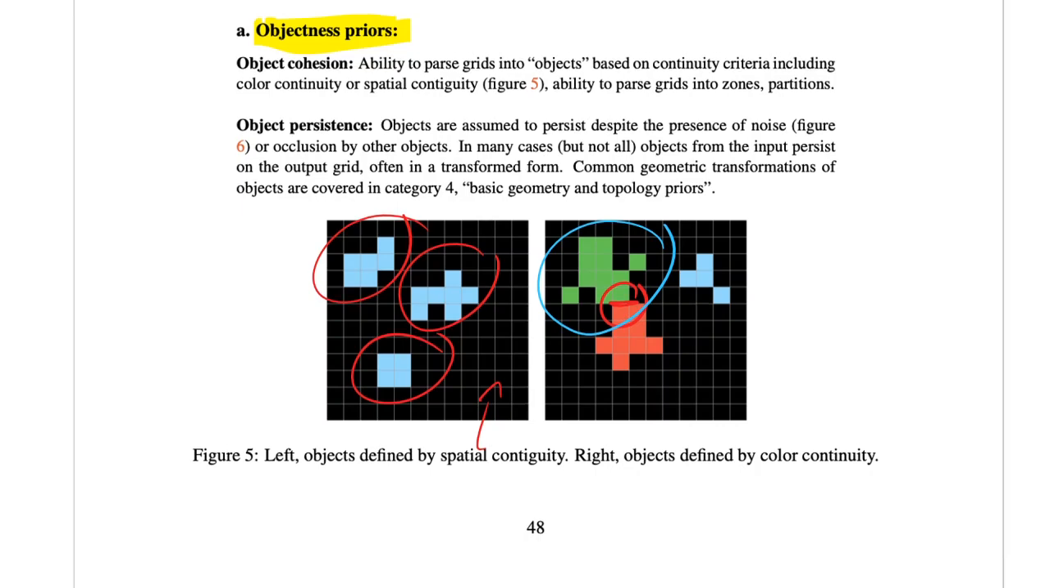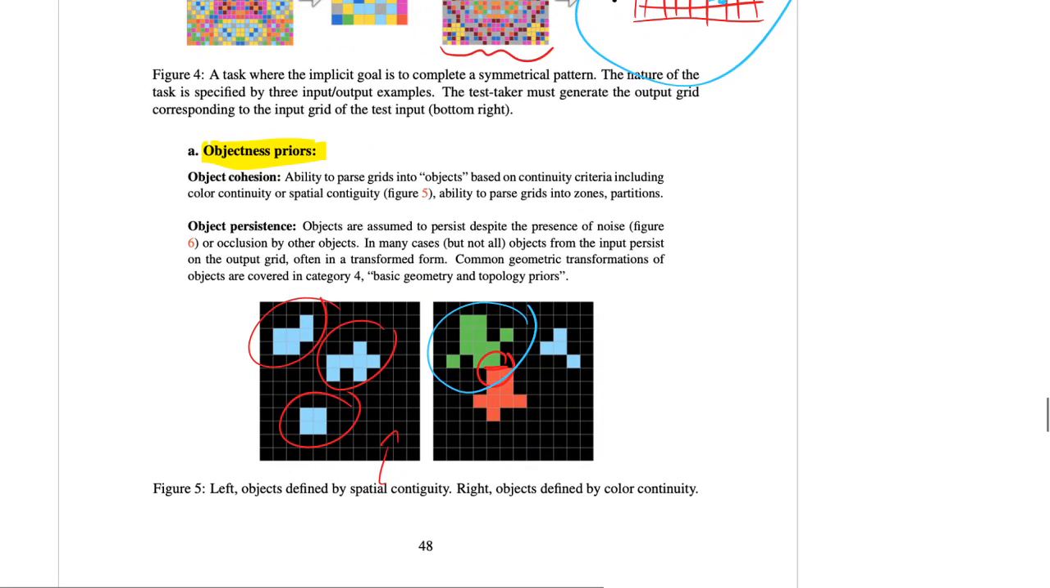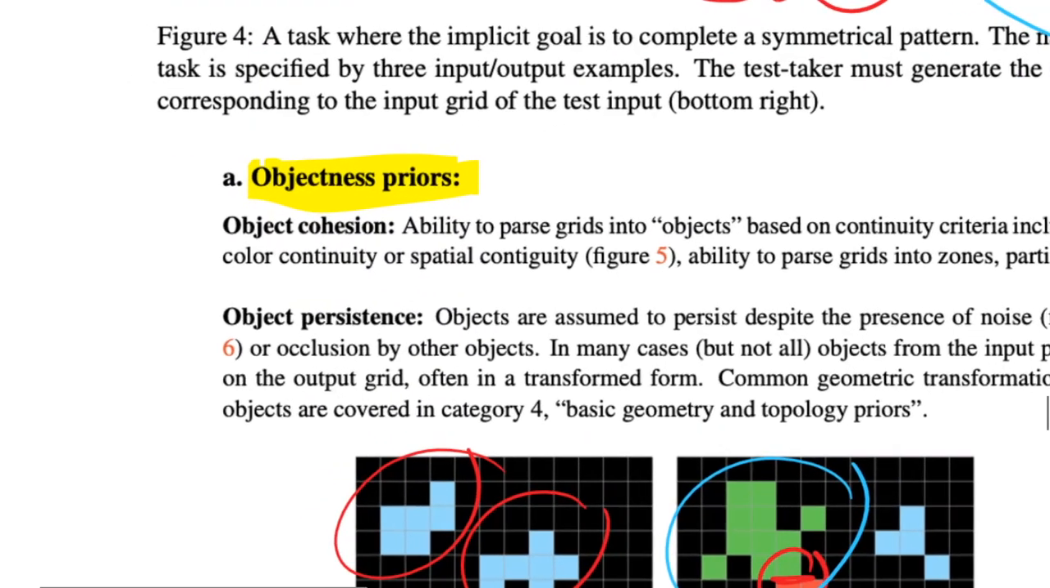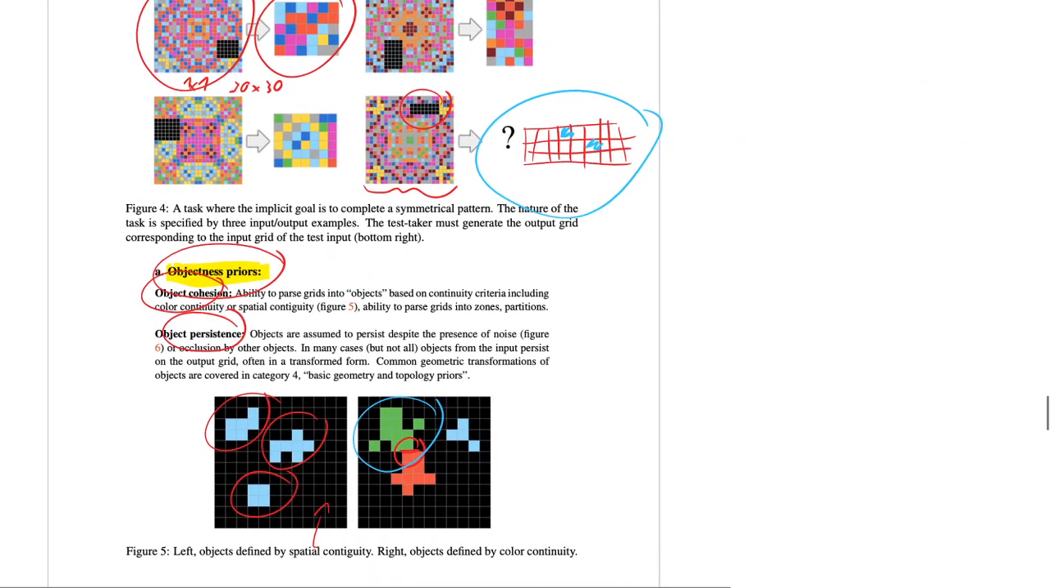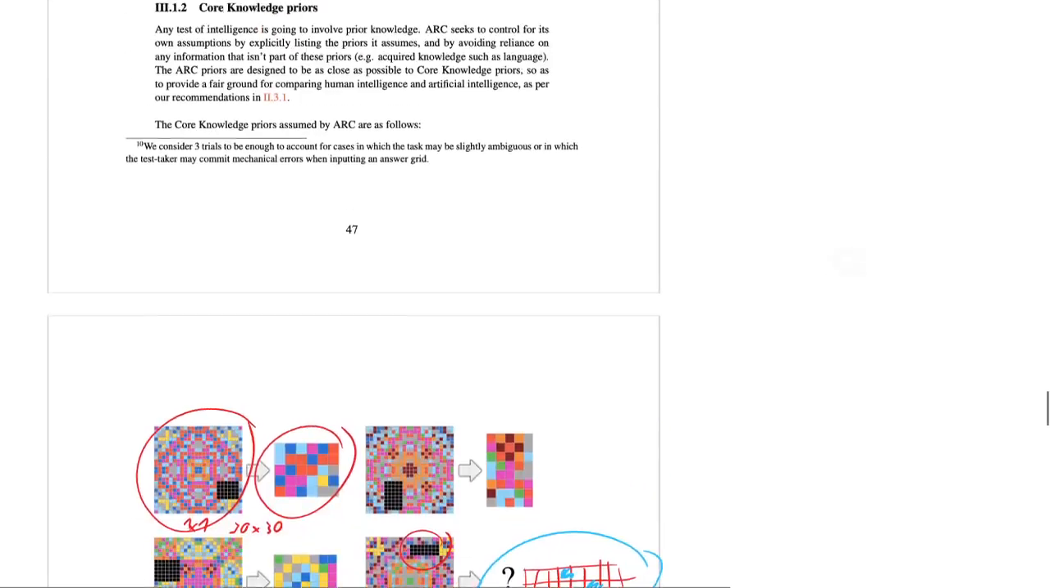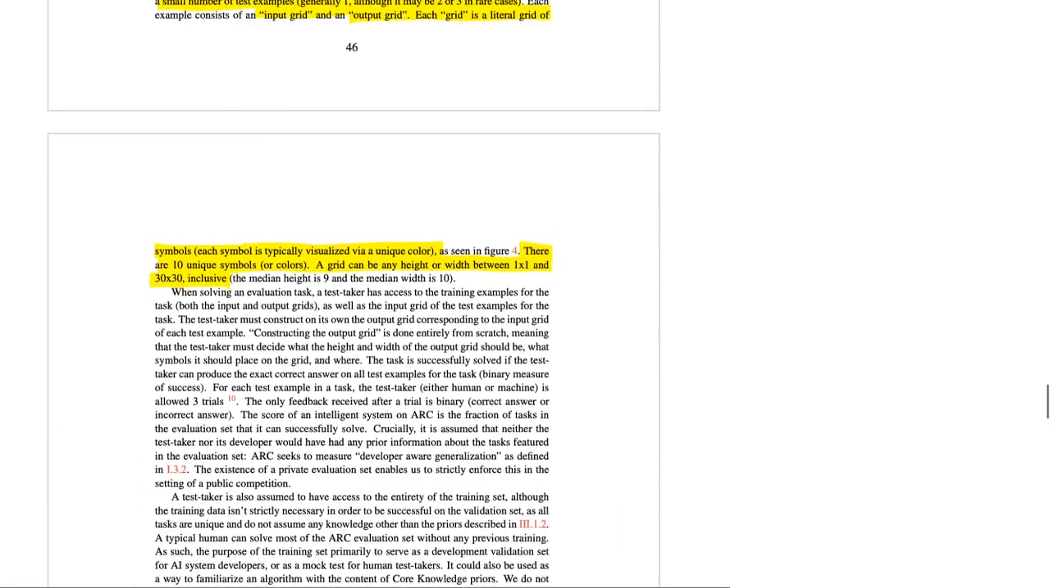Your most honest bet with respect to the challenge is to try to, as faithfully as possible, implement something like an objectness prior, where cohesion and persistence are captured. That would be the most scientifically sound approach, in my view.